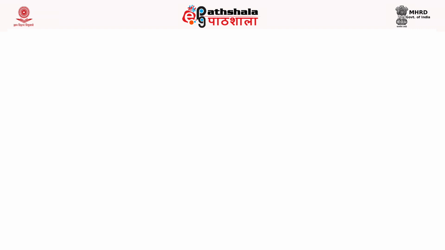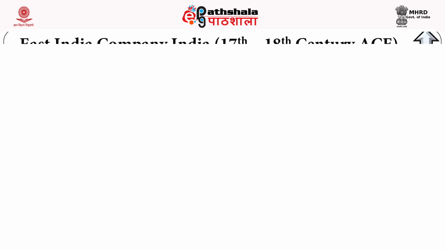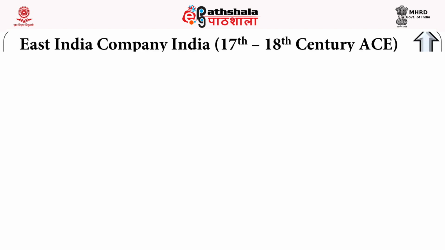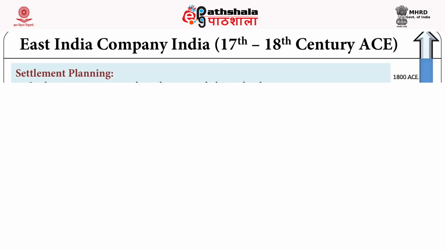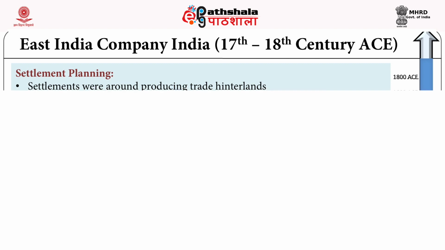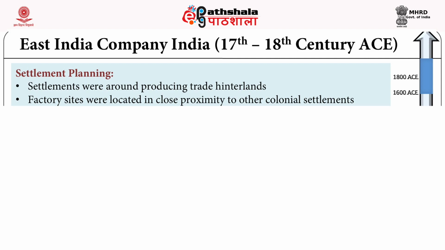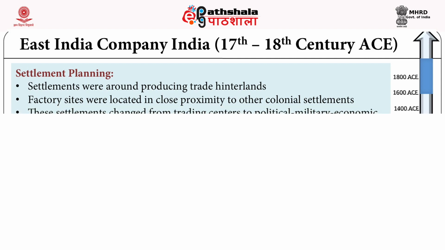When we look at the settlement planning of this time, we find that the British developed those settlements around, or rather exploited, the areas where the Dutch or the Portuguese had their production areas or the settlements which had a function of production, and they used it for trade.